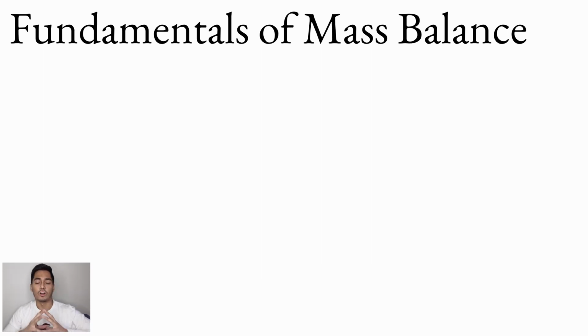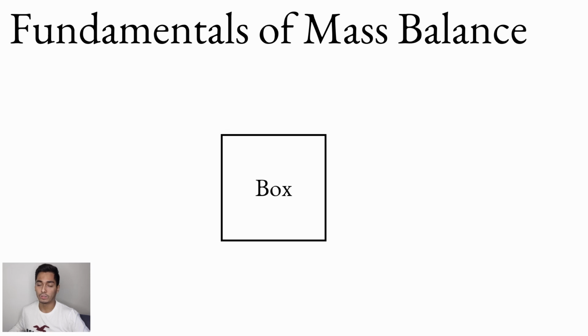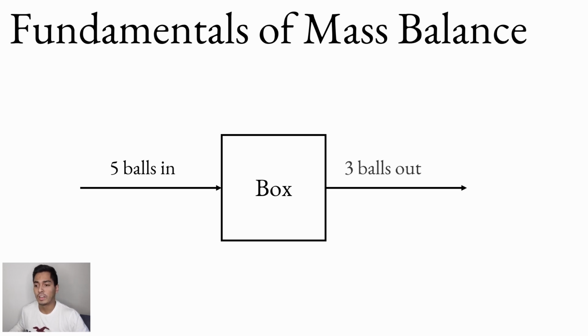Chemical engineering is all about mass balance. It's all about energy balance. So let's just say we have a box. And in this box, we put in, I don't know, 5 balls inside the box. And then we take 3 balls outside the box. If I open the box and look inside the box, how many balls are going to be inside the box?